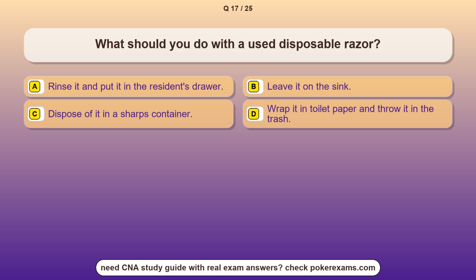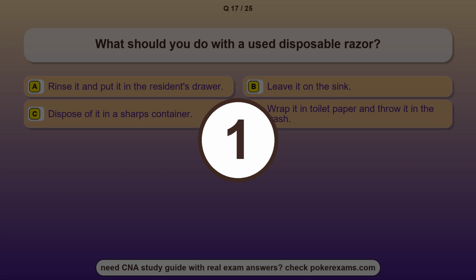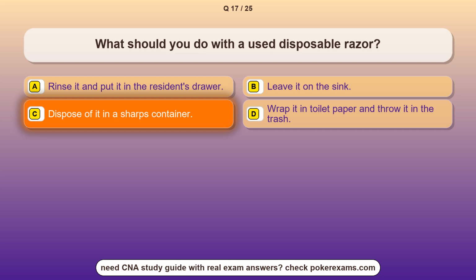Question 17. What should you do with a used disposable razor? Option A, rinse it and put it in the resident's drawer. Option B, leave it on the sink. Option C, dispose of it in a sharps container. Option D, wrap it in toilet paper and throw it in the trash. The correct answer is option C, dispose of it in a sharps container.